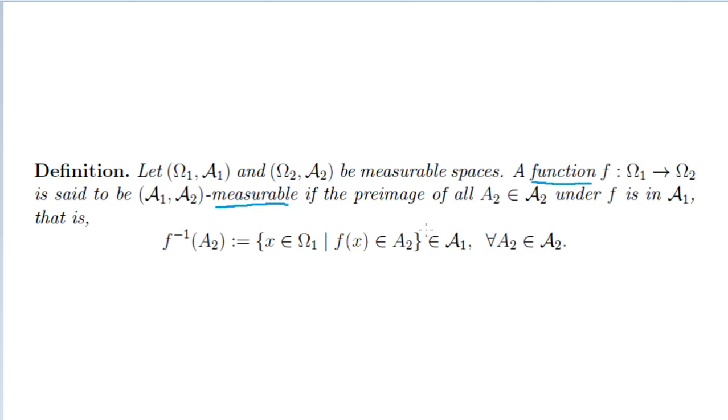Now, the whole point of a video like this is that that looks really complicated, and we want to get a handle on what all this stuff means. So let's go through it step by step. Okay, so the first sentence here, we have let omega 1, A1, so that's a pair, and the pair omega 2, A2 be measurable spaces.